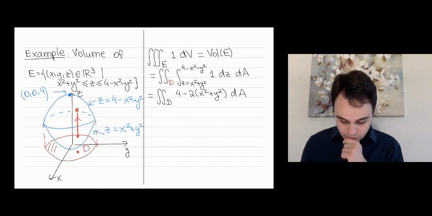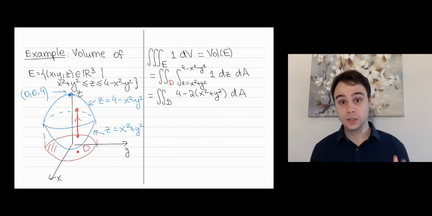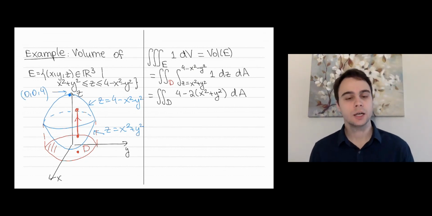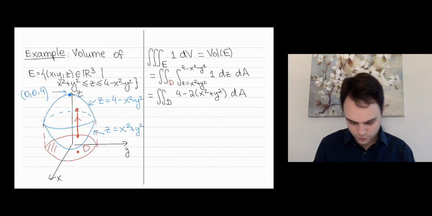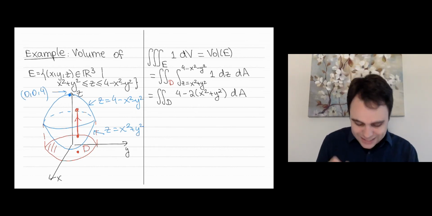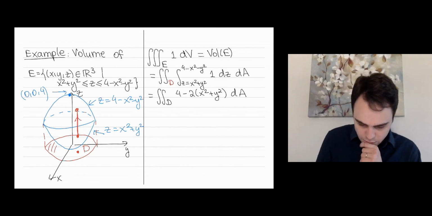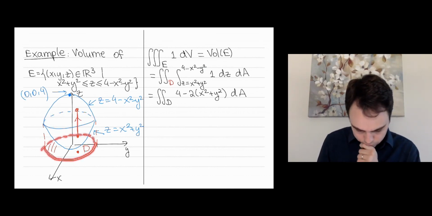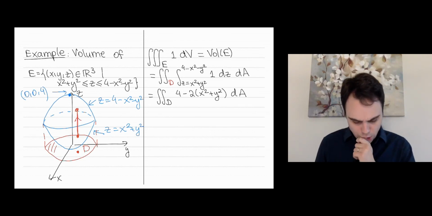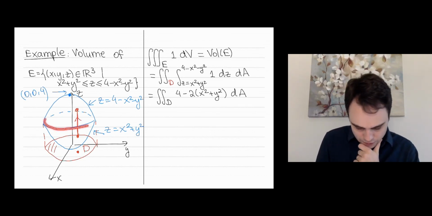Now we have to decide, we have to look at the region D, this projection onto the xy plane, the projection of our original solid shape onto the xy plane. And a way to get a hold of it is to notice that the projection of this curve over here gives me the boundary of this region D of this projection. So let's look at what this curve is.